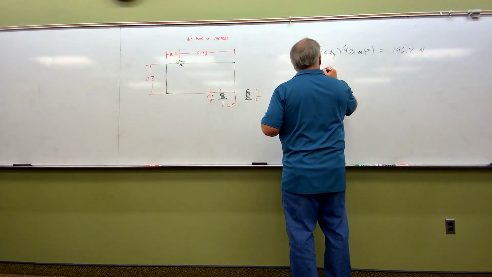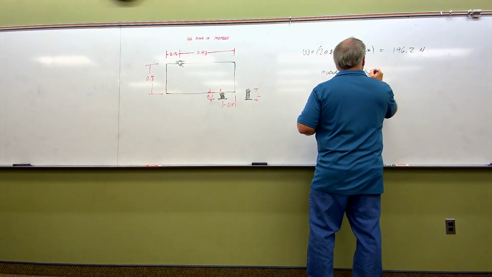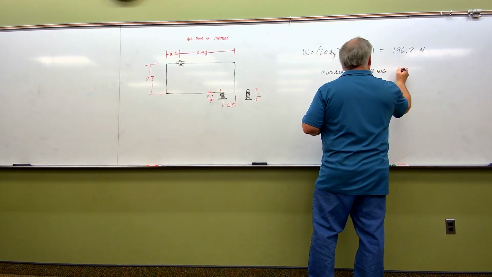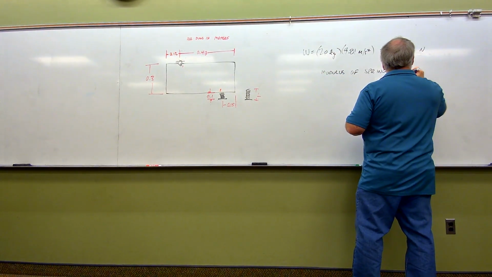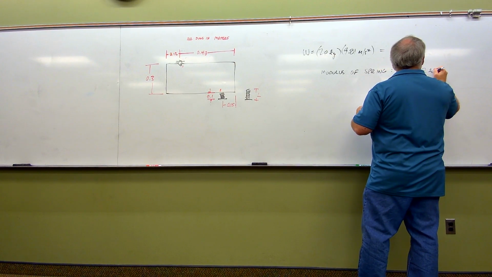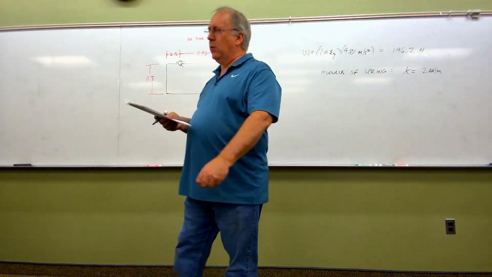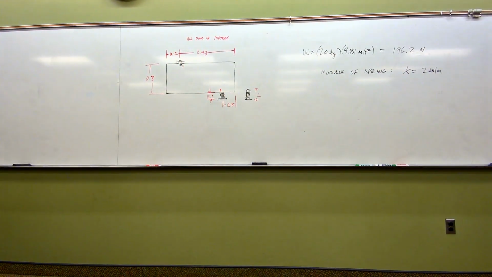The modulus of the spring K is equal to, again, 2 kilonewtons per meter. We're going to come back and talk about that in a second. Here's the question posed to us, folks. What must be this spring's undeformed length?